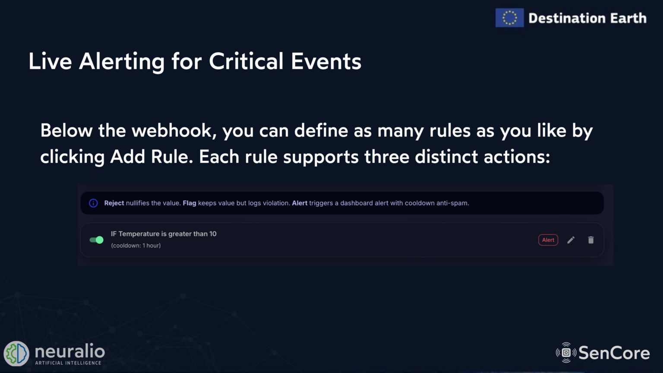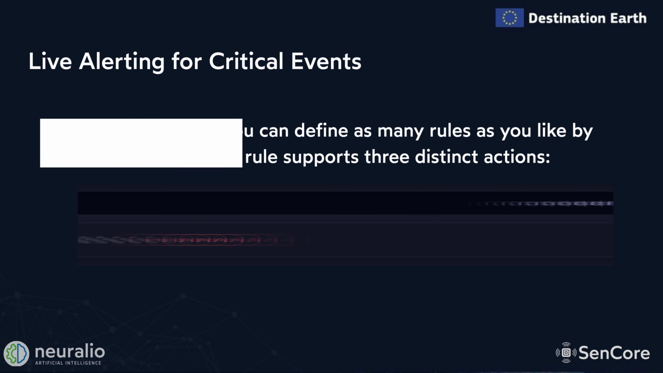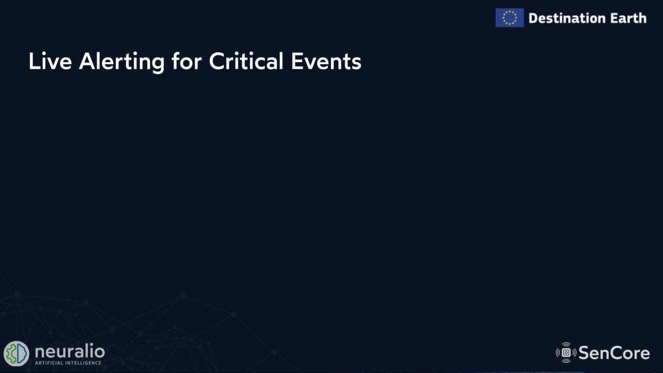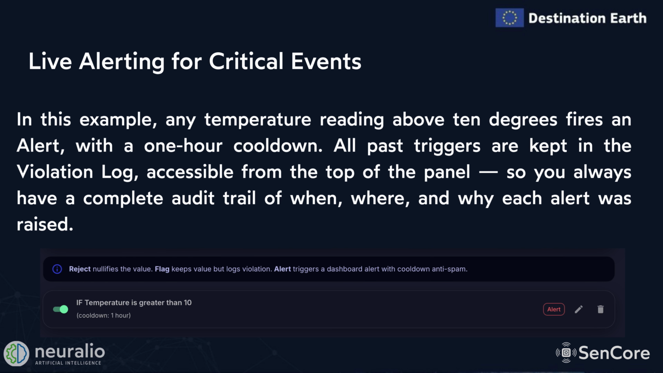Below the webhook, you can define as many rules as you like by clicking Add Rule. Each rule supports 3 distinct actions. Reject nullifies the offending value so it never enters your time series. Flag keeps the value but logs the violation for later inspection. And Alert triggers a live Slack notification, and a dashboard alert, with a configurable cooldown to prevent spam during sustained events. In this example, any temperature reading above 10 degrees fires an alert, with a 1-hour cooldown.